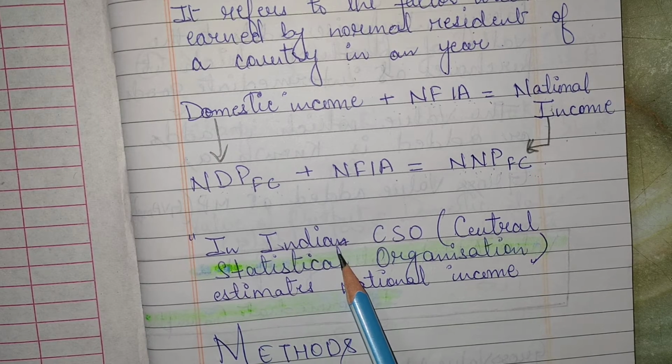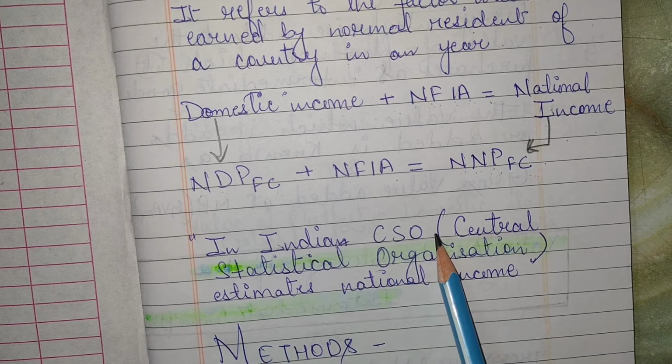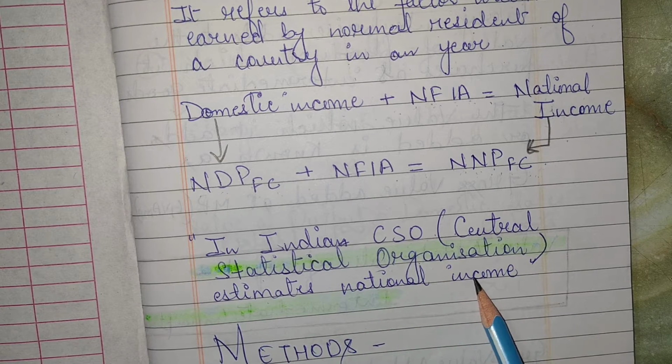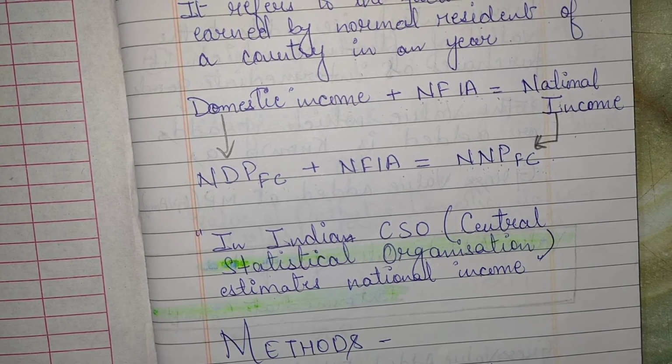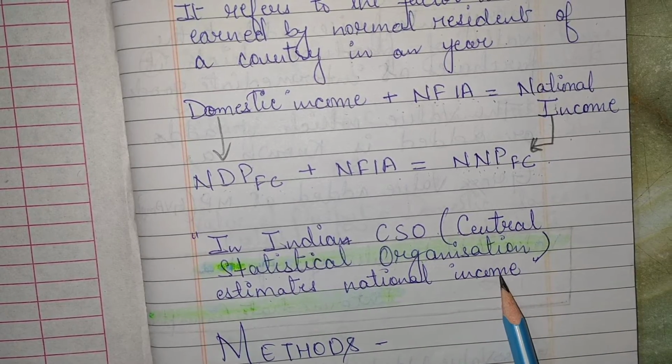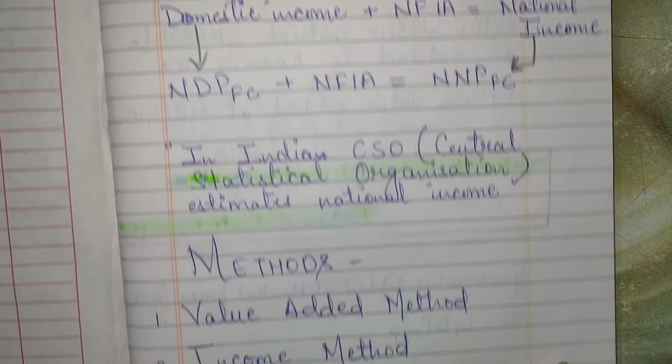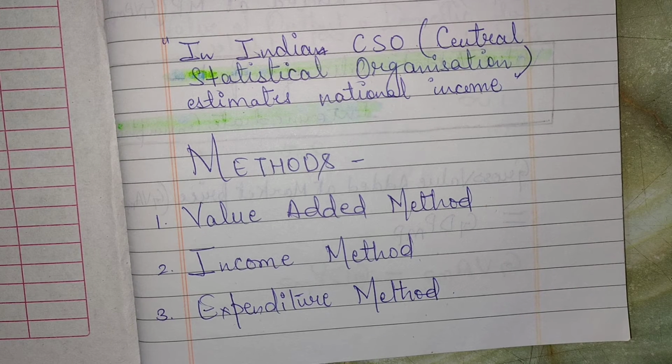In India, CSO, that is Central Statistical Organization, estimates national income. तो इंडिया में national income कौन estimate करता है? That organization is called as Central Statistical Organization. Now there are various methods of calculating the national income. Three major methods are: first is your value added method, second is your income method, and third is your expenditure method. First of all, we will explore value added method.